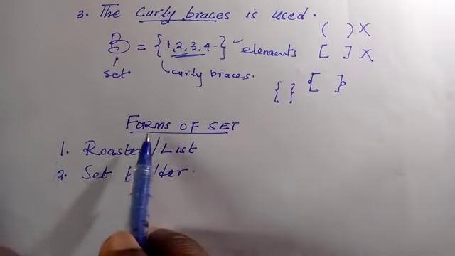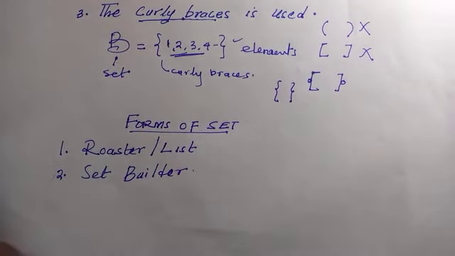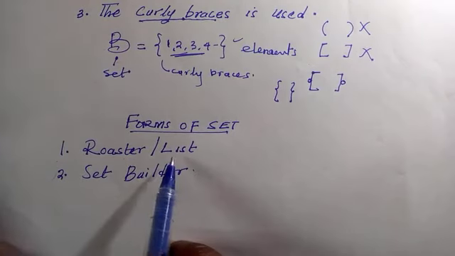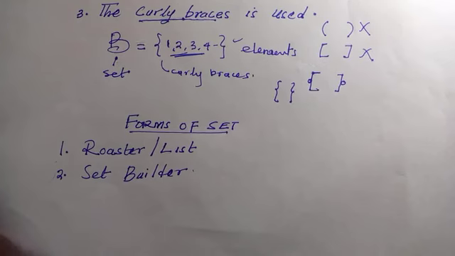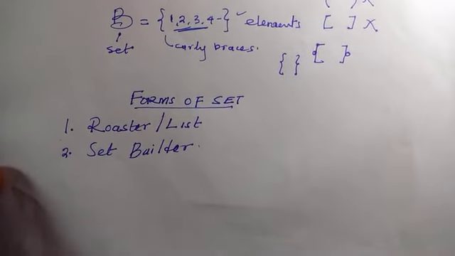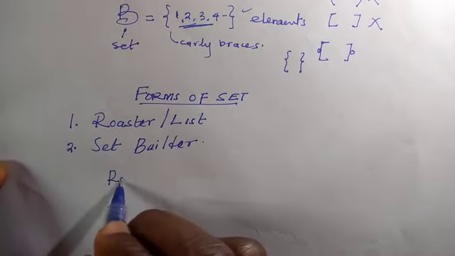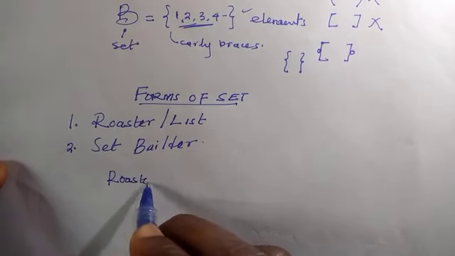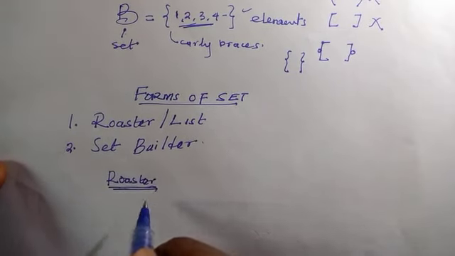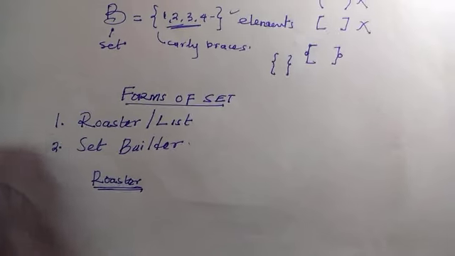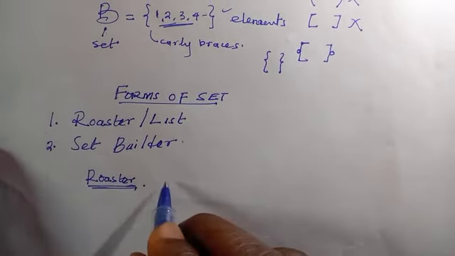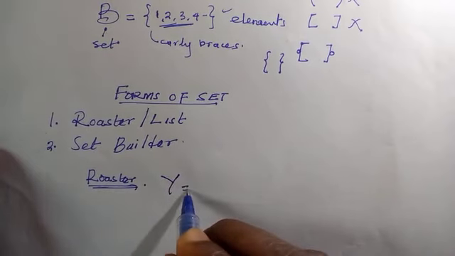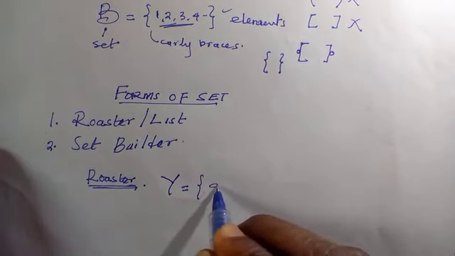Now what are the forms of a set? There are two different forms of a set. The first one is roster or list, while the second one is set builder. What is the roster? The roster is just like you list the elements. So we are given a question, and all the elements of that set have been given. That is automatically roster. So you have rostered the set or you have listed the set.